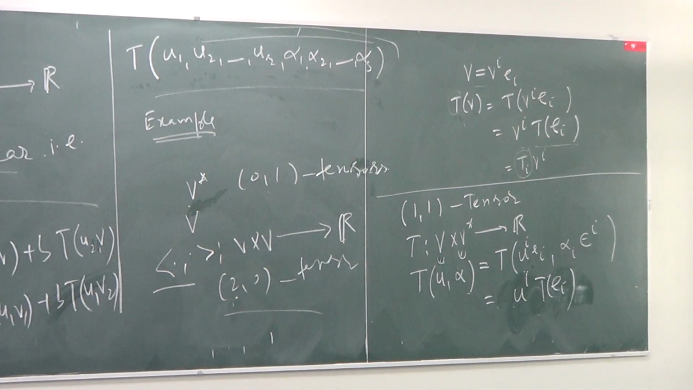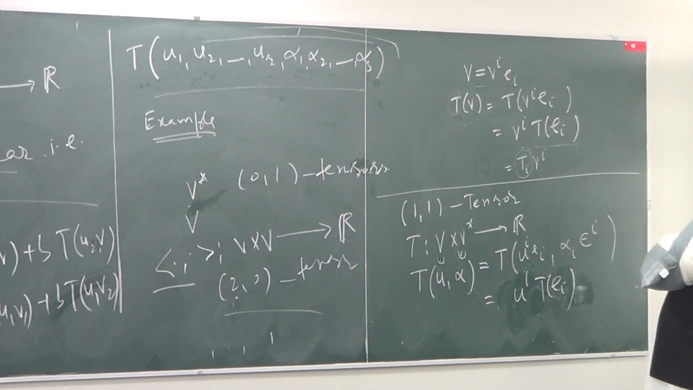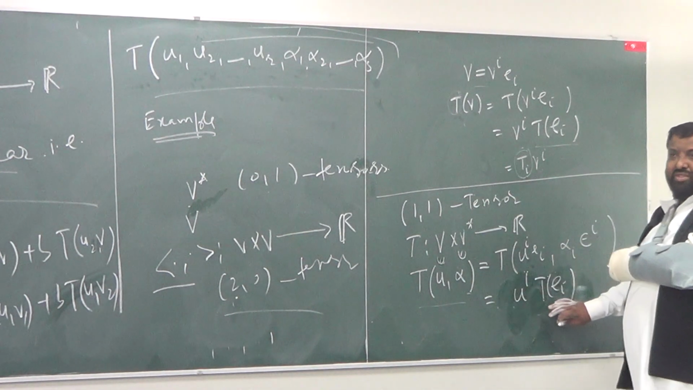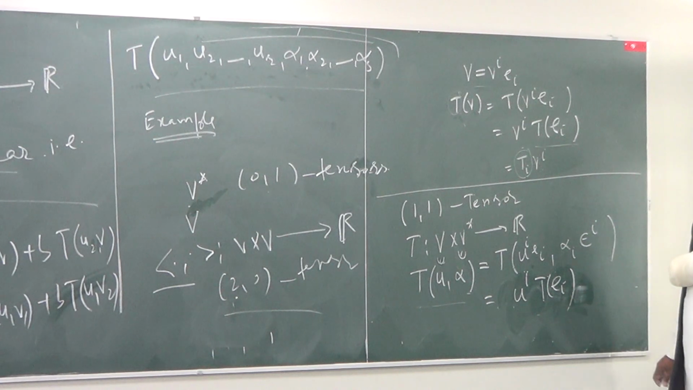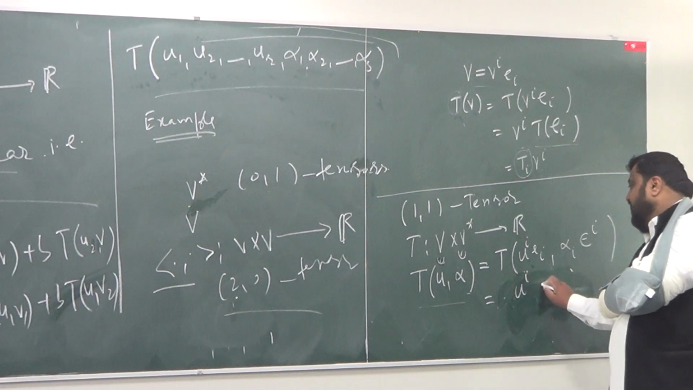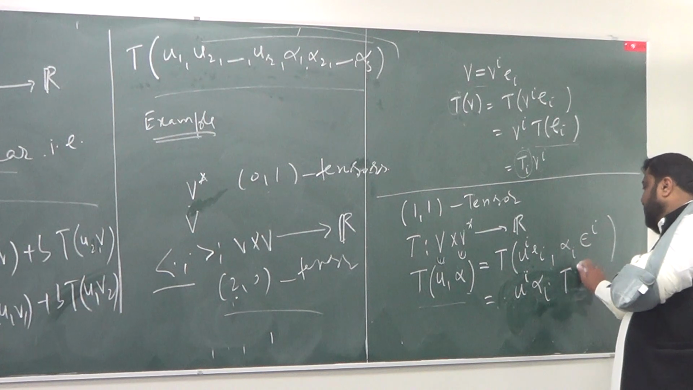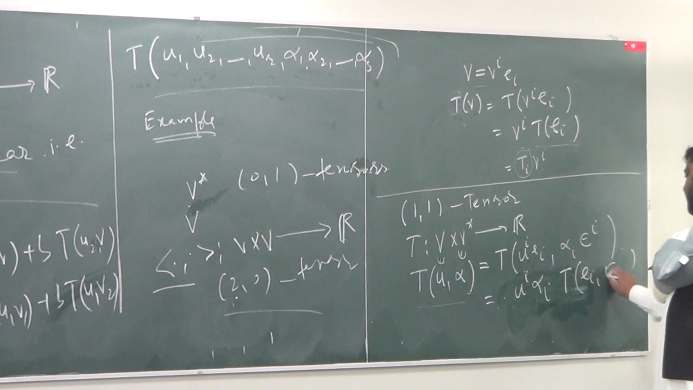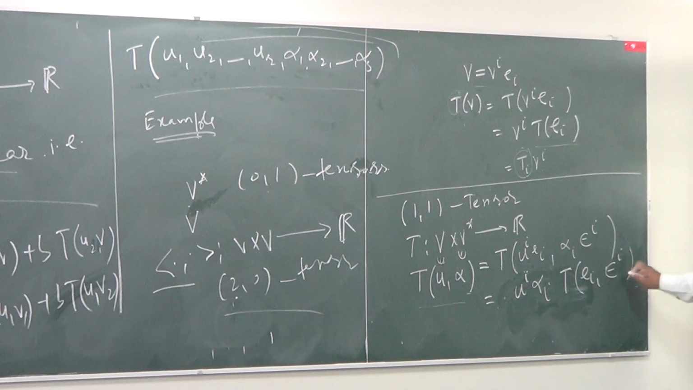Unless we know the definition of T, we can't write it explicitly. So we can write it as U^i alpha_i, then T of e_i, comma epsilon^i. Let's write it this way: U^i, alpha_i, and T of e_i, comma epsilon^i. So this is going to be a number.